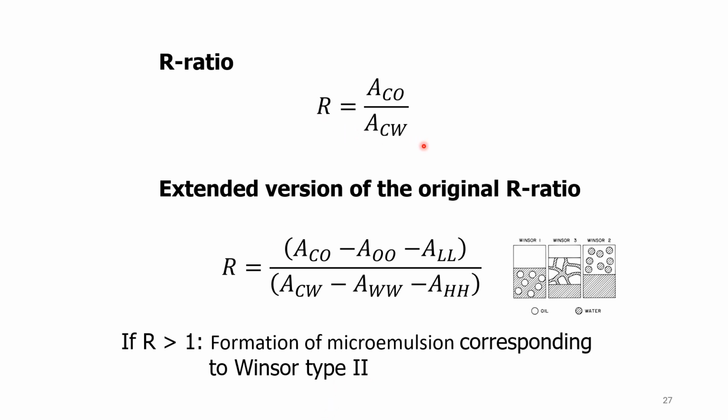So that is one of the ways to predict which type of microemulsion will be found, according to the cohesive energy involved between the surfactant and the oil as well as the water phase.